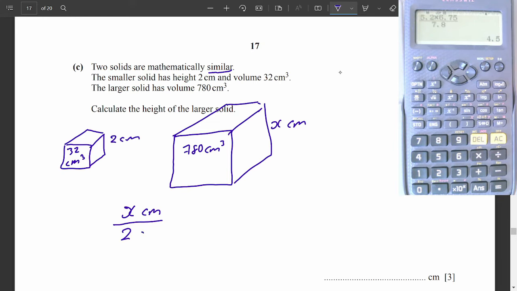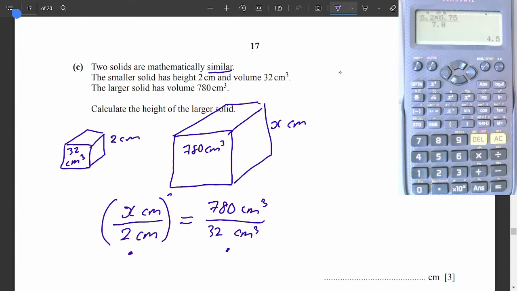The corresponding measurement over there is 2 centimeters. That ratio would be equal to, because I put the bigger solid first, I need to put it again at the top, 780 centimeters cubed over 32 centimeters cubed. Now here comes the difference. The units are not the same. On the left, we got linear centimeters. On the right, we got 3D, cubic measurement. These are not the same. This means we need to cube our ratio over here.